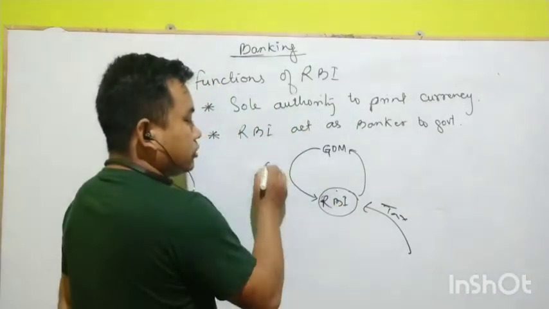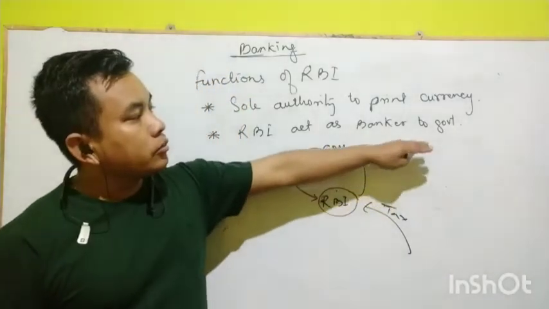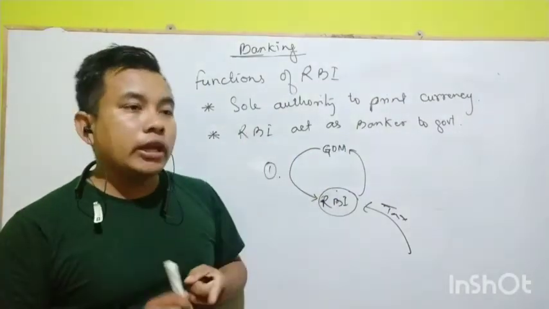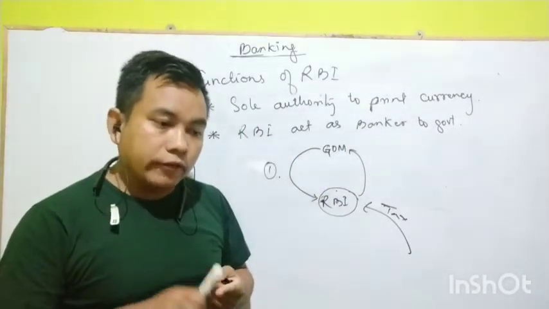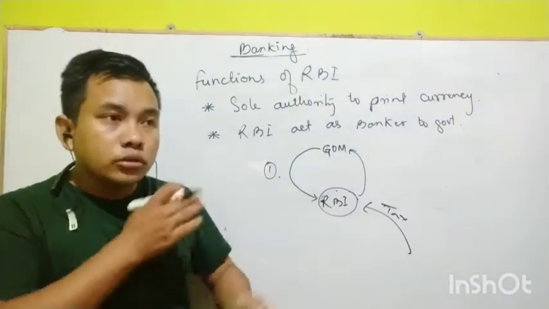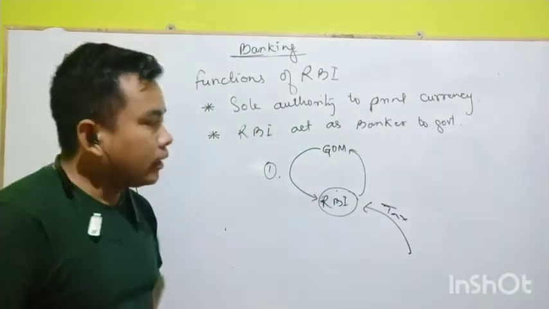This is explanation number 1. Bankers to the government means that all the financial transactions of the government will be through RBI. That is interpretation number 1.